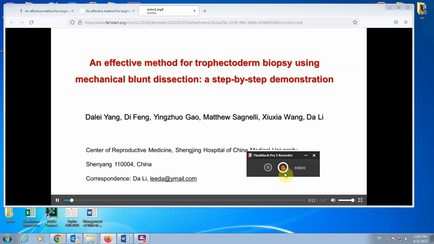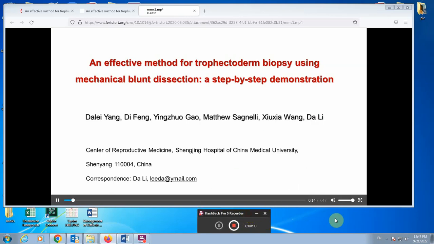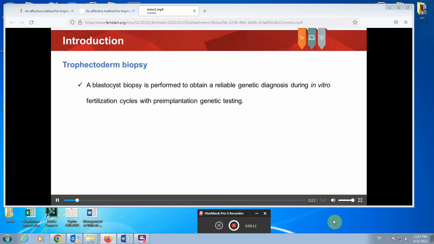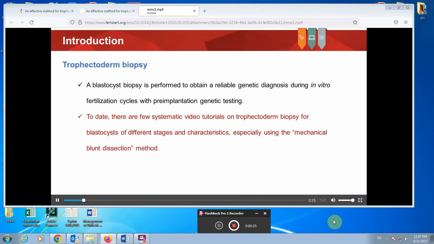at different stages and characteristics using the mechanical blunt dissection by Professor Lee's group. A blastocyst biopsy is performed to obtain a reliable genetic diagnosis during in vitro fertilization cycles with pre-implantation genetic testing. To date, there are few systematic video tutorials on Trophoectoderm biopsy for blastocysts of different stages and characteristics, especially using the mechanical blunt dissection method.